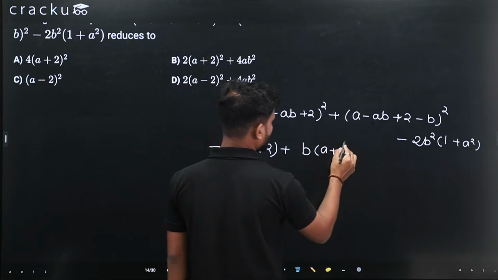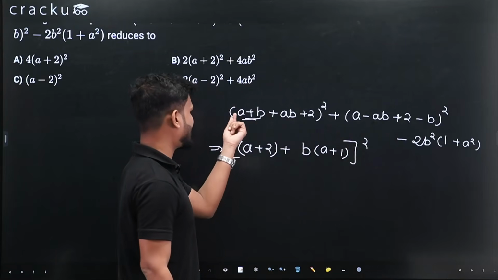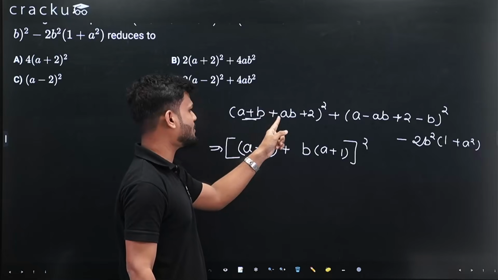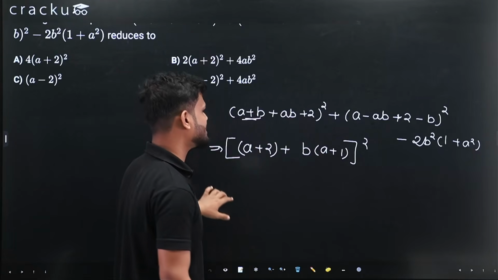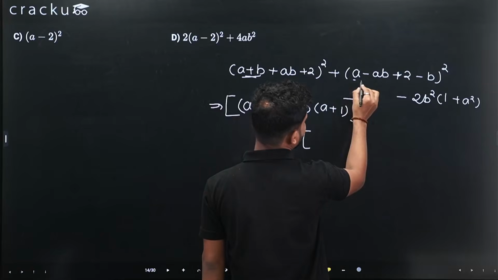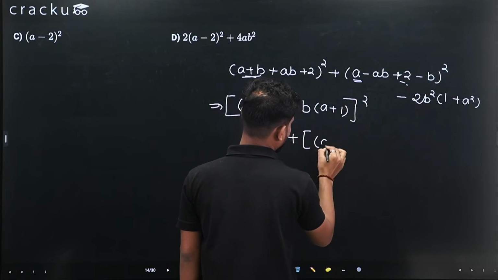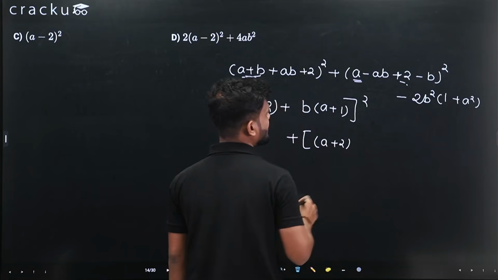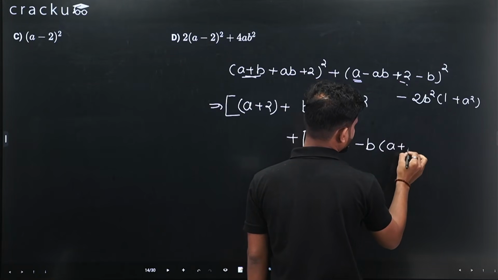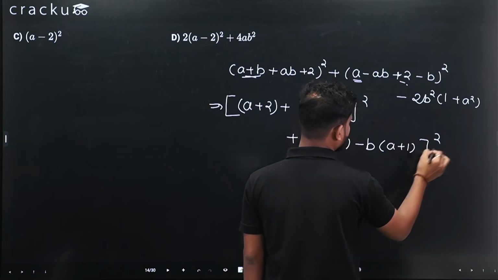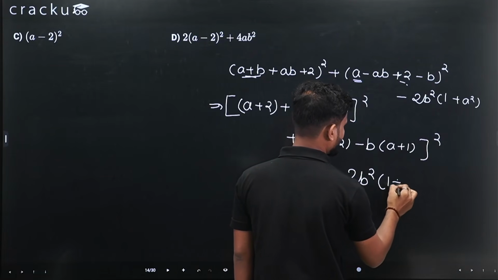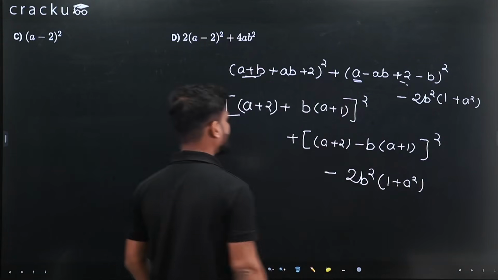whole square, right? I can write this as A plus 2 and this is B, I will take common, and inside the bracket I will get A plus 1, that is whole square. Plus I can write this as A plus 2. Here I will take minus B common, minus B into (A plus 1) whole square, and here I have minus 2B square into (1 plus A square), correct?